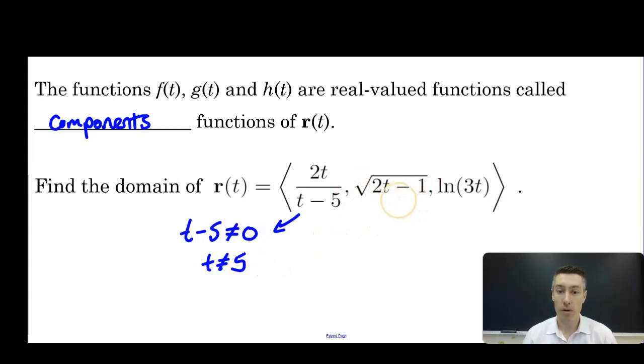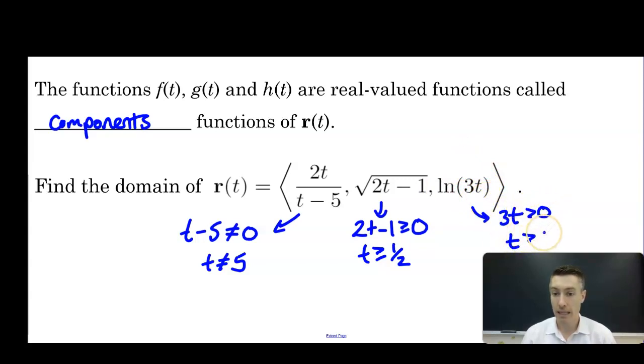The second component function, the domain: 2t minus 1 has to be greater than or equal to 0, so t is greater than or equal to 1/2. And then the final component function, natural log, the input has to be greater than 0, so 3t has to be greater than 0, t has to be greater than 0. Now we put these 3 individual domain restrictions together to create the domain for r of t. The domain t greater than or equal to 1/2 is more restrictive than t greater than 0. So we can focus on that.